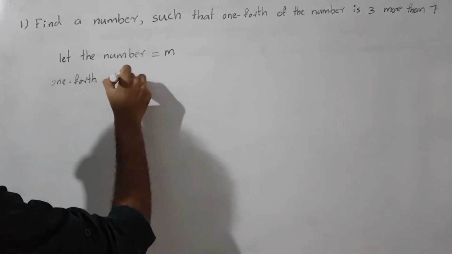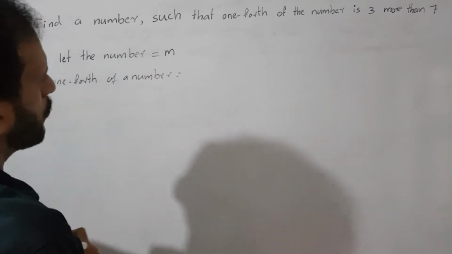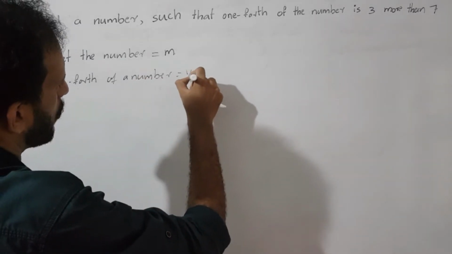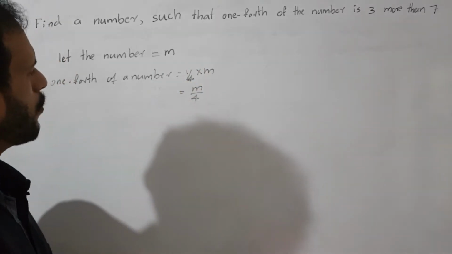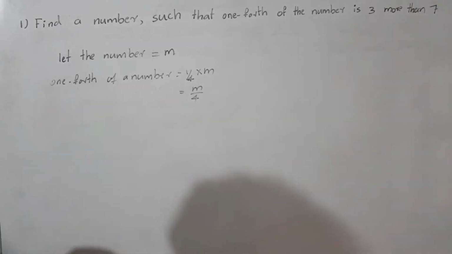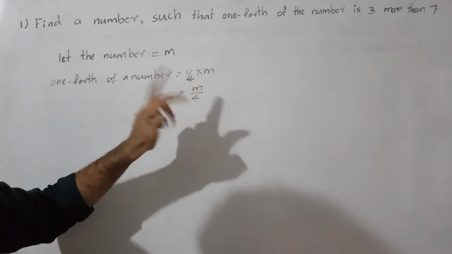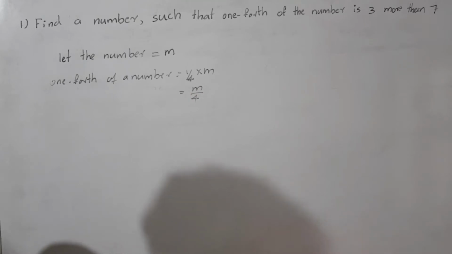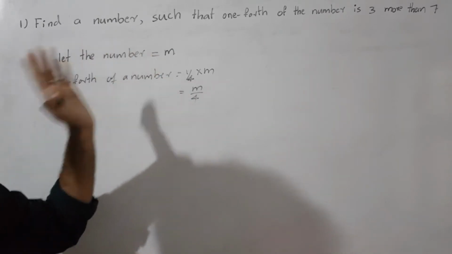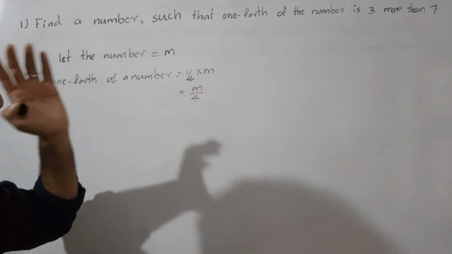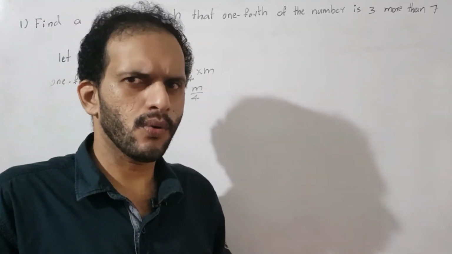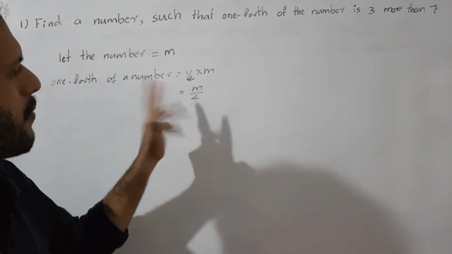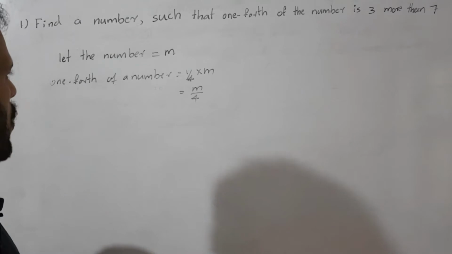1/4 of a number is equal to, how to find? Yes, 1/4 into m is equal to m by 4. The 1/4 of a number, the number is m, that means 1/4 into m, that is m by 4. The 3/4 of m means 3/4 into m. Okay, I think you got it. If the question asks not 1/4 but 3/4, then how to write? 3/4 means 3/4 into the number. Okay, then m by 4 is the 1/4 of a number.